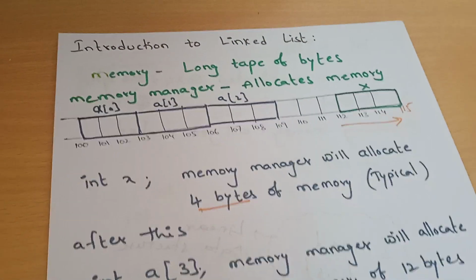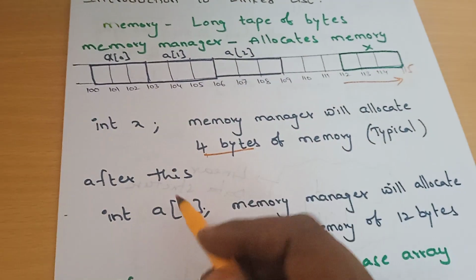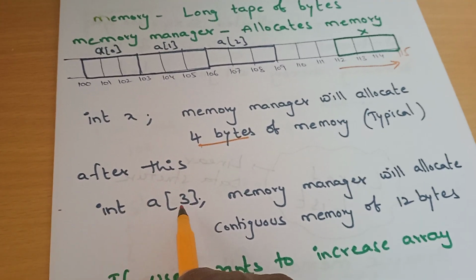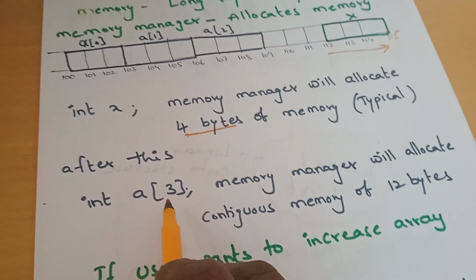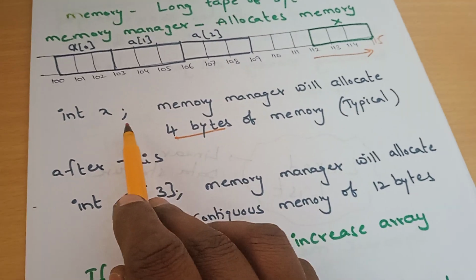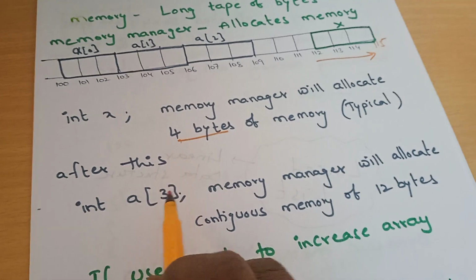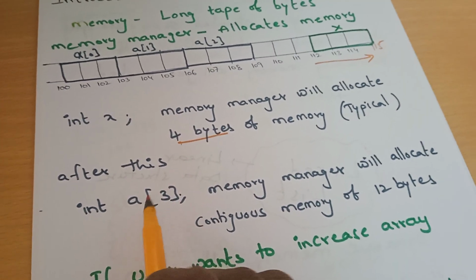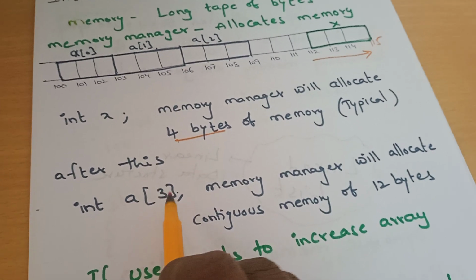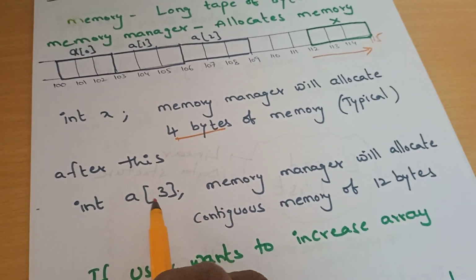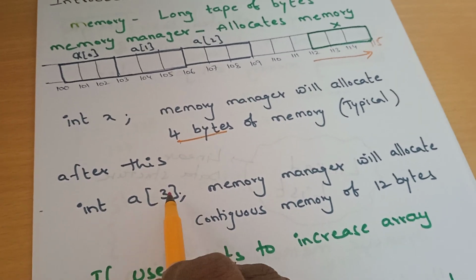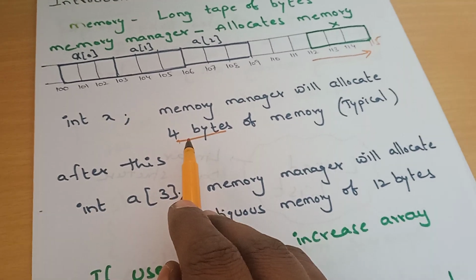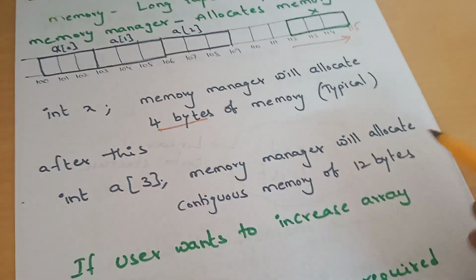After this, the compiler saw one more line of code in the same program, which is int a of 3. Now what will the memory manager do? If it takes 4 bytes for a single variable and there are 3 variables, as the array definition is a collection of data elements with a common name tag, and that common type is integer, so all these 3 belong to integer. So if one requires 4 bytes, 3 will require 12 bytes.